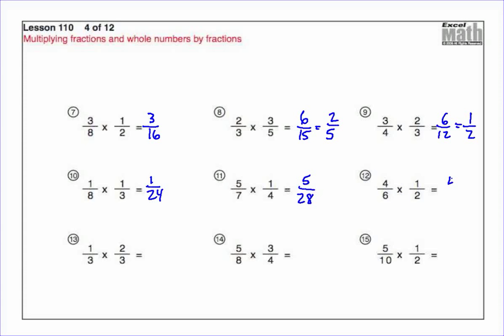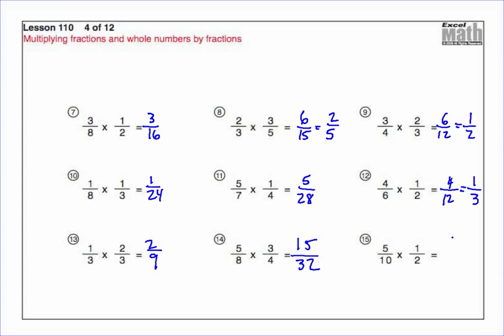4 times 1 is 4. 6 times 2 is 12. You can reduce this because you can divide both of these by 4. 4 divided by 4 is 1. 12 divided by 4 is 3. 1 times 2 is 2. 3 times 3 is 9. No way to reduce. 5 times 3 is 15. 8 times 4 is 32. No way to reduce that one either.